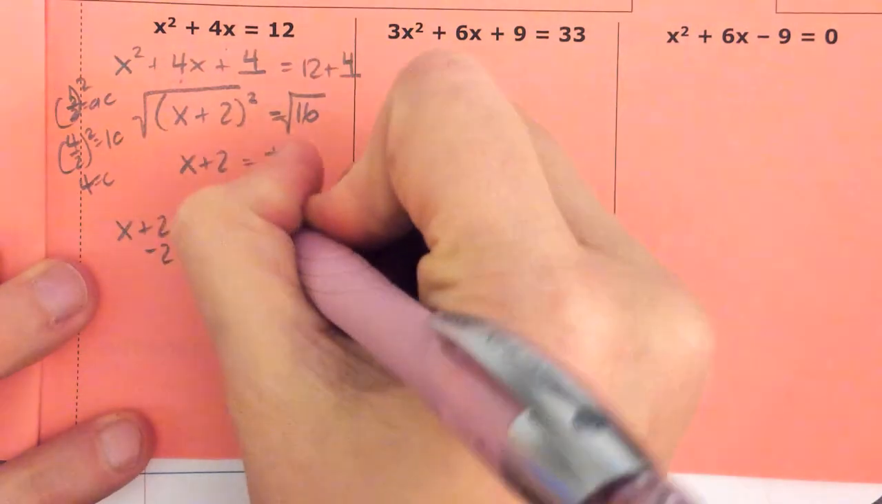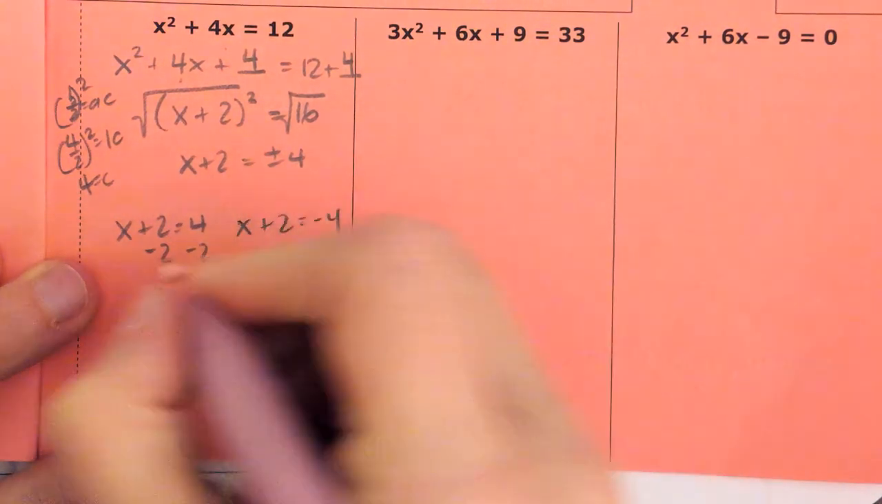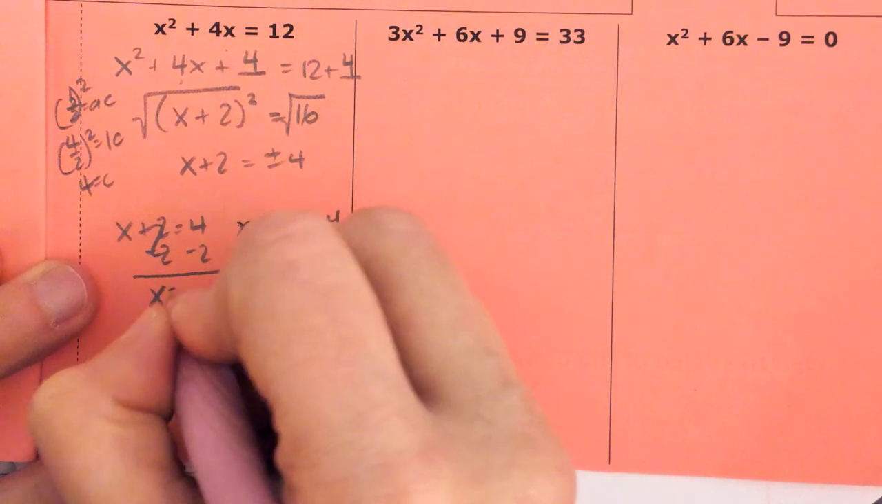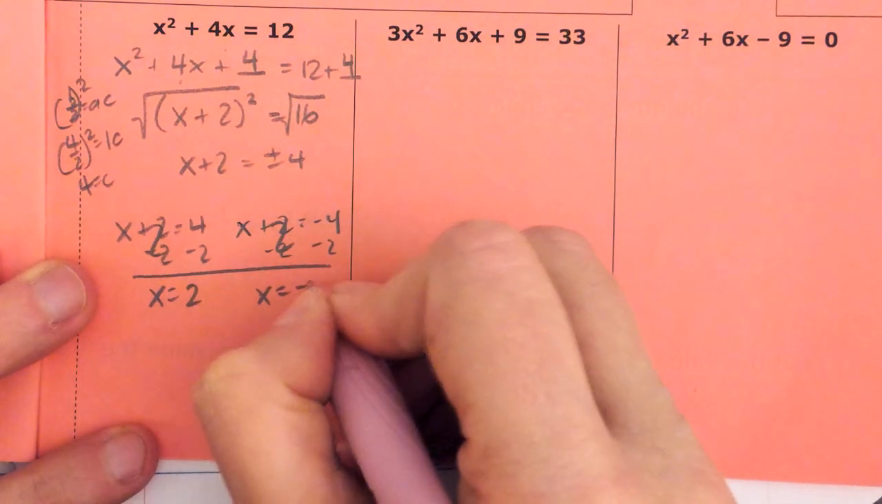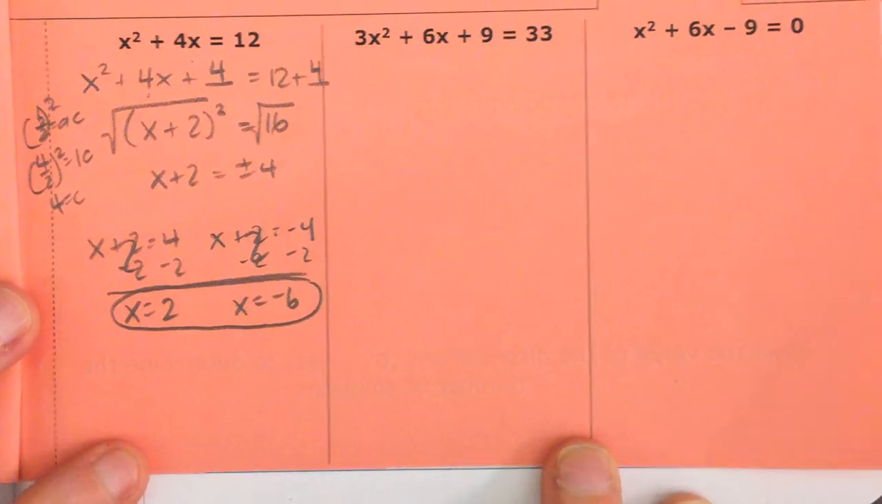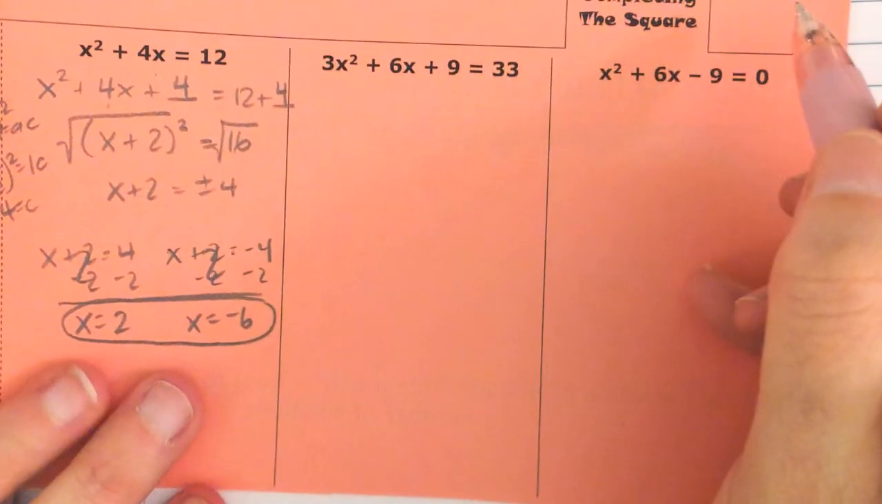X plus 2 equals negative 4. So x equals 2, x equals negative 6. Those are my two solutions for this problem. Why don't you go ahead and try this one here.